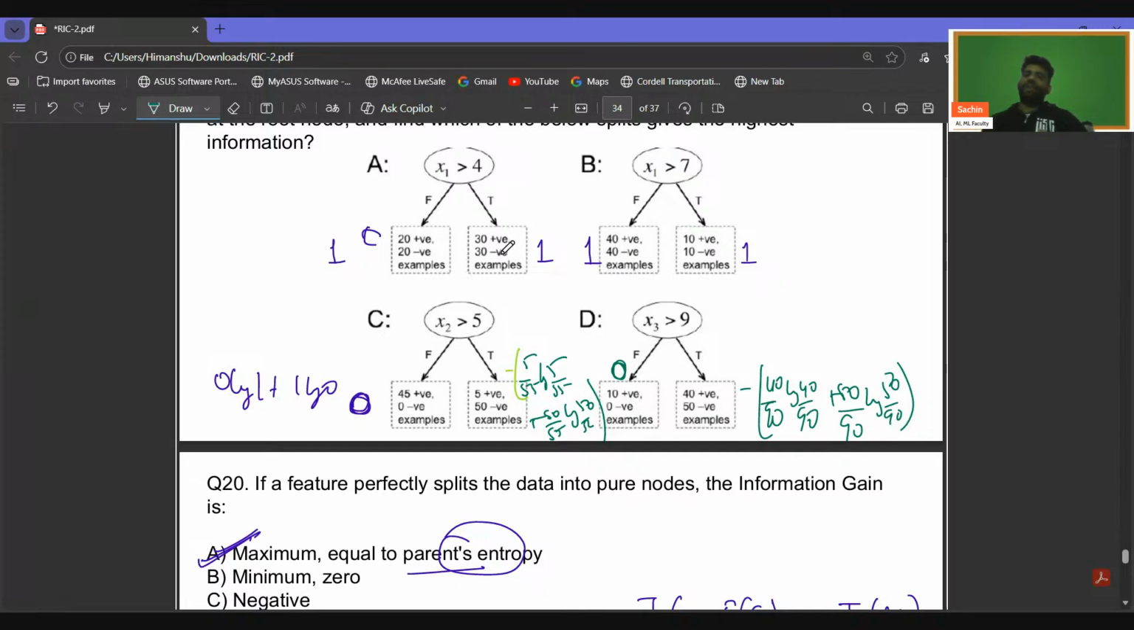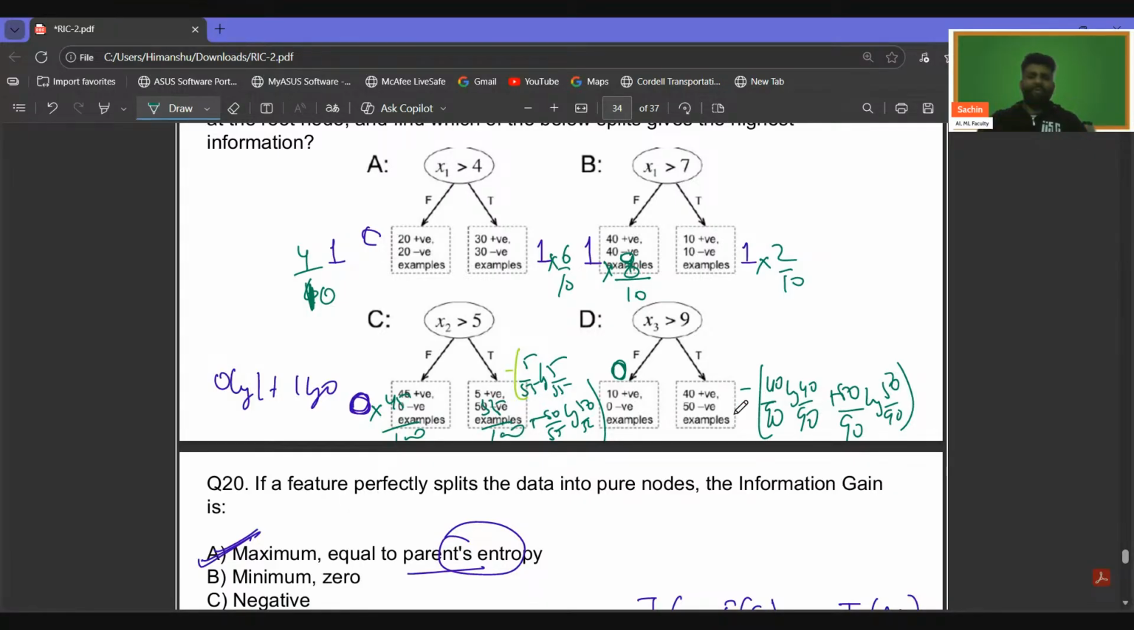Now, overall, what we need to do, how many data points do we have over here? 40, and over here 60. So it has to be multiplied by 4 by 10. This has to be multiplied by 6 by 10. This again, 80 and 20, so 8 by 10. This would be multiplied by 2 by 10. Similarly, this one would be multiplied by what? 45 plus 55 is 100 only. So 45 by 100. This one would be multiplied by 55 by 100, and so on.